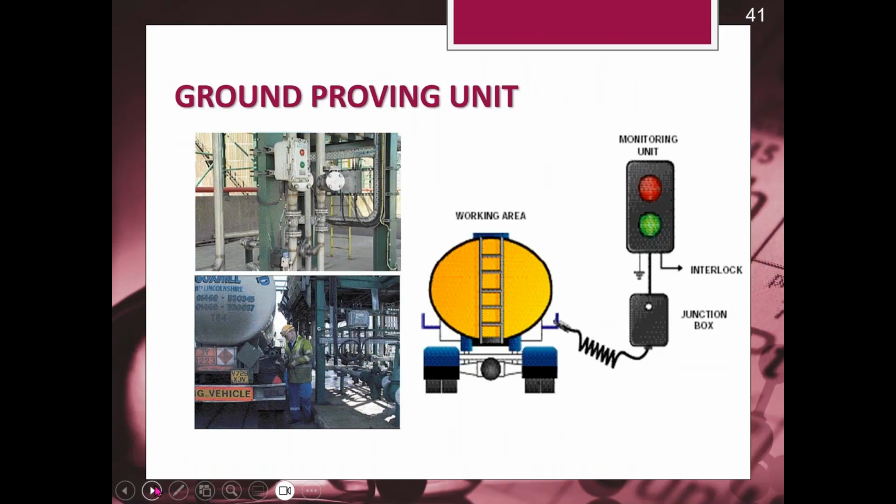Typical ground proving unit. So they're connected there to the tanker. If you get a good earth, the light goes green and allows you to work. If it's red, it stops you, prevents you from working. These are installed in a lot of places, oil refineries for instance, and funnily enough, a lot of the food industry have them.